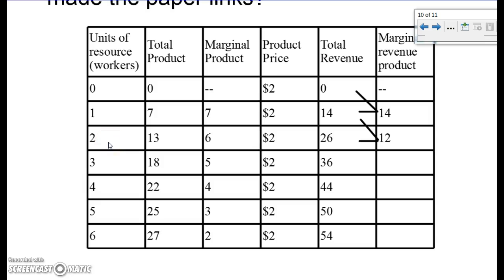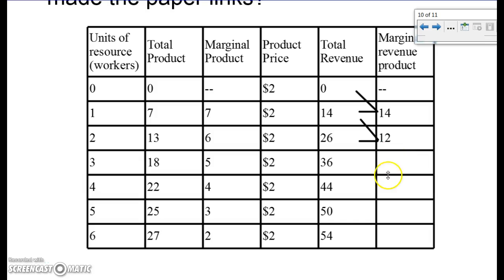If you hire another worker, their marginal output is 6. Product price is 12, right? So even though total revenue is 26, you sold 13 at a price of $2 a piece. Marginal revenue product is only $12 because that's what you got, right, from that additional worker. So marginal revenue product is essentially how much is this worker worth to me? What is the value of the output they can produce?